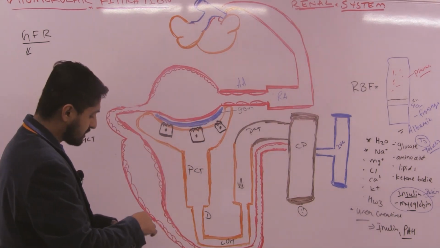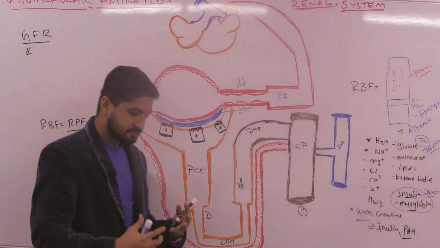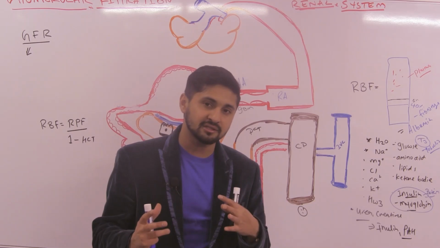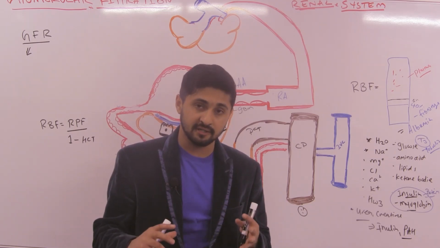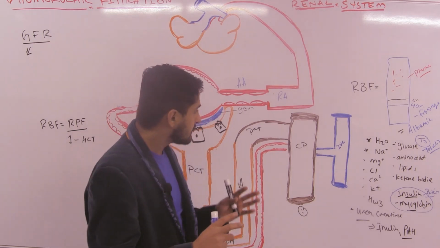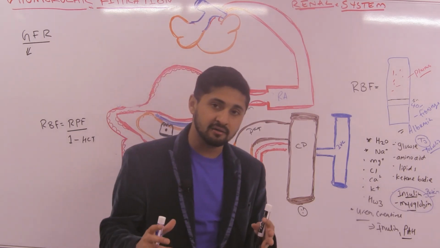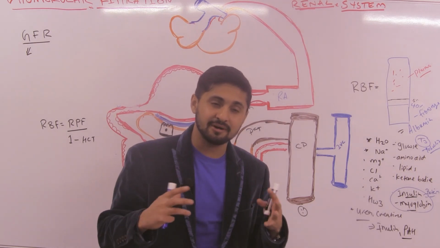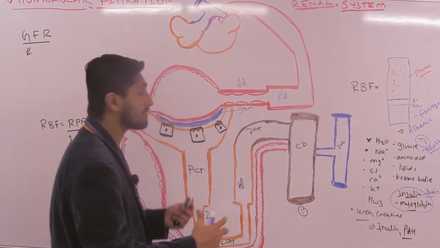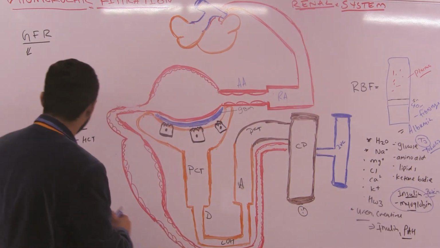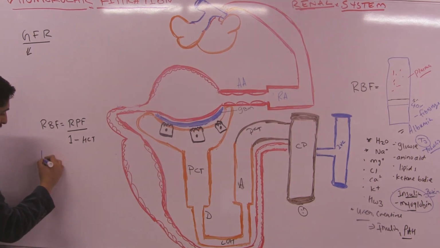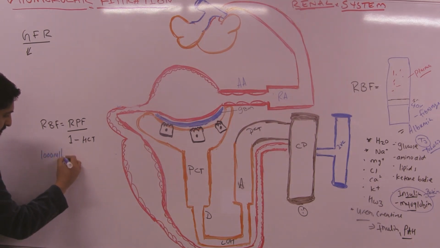Remember, your cardiac output is stroke volume times heart rate, and cardiac output is about 5,000 milliliters per minute. Your kidney gets about 20 to 25% of that, so let's just say 20% for our case. Out of those 5 liters per minute, renal blood flow is about 1,000 ml per minute.